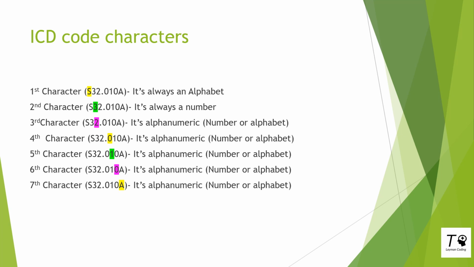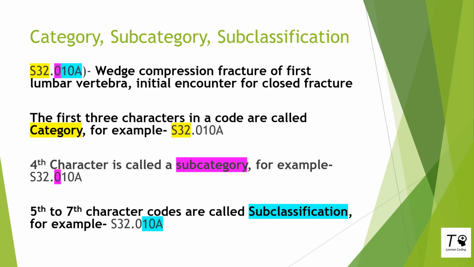Let's move to category, subcategory, subclassification. To explain this concept, we have one example. Wedge compression fracture of first lumbar vertebra, initial encounter for closed fracture. The code is S32.010A. The first 3 characters in a code are called category. That is S32. The fourth character 0, which we have highlighted in pink, will tell you about subcategory. And the 5th to 7th characters, that is 10A, will tell you about subclassification.